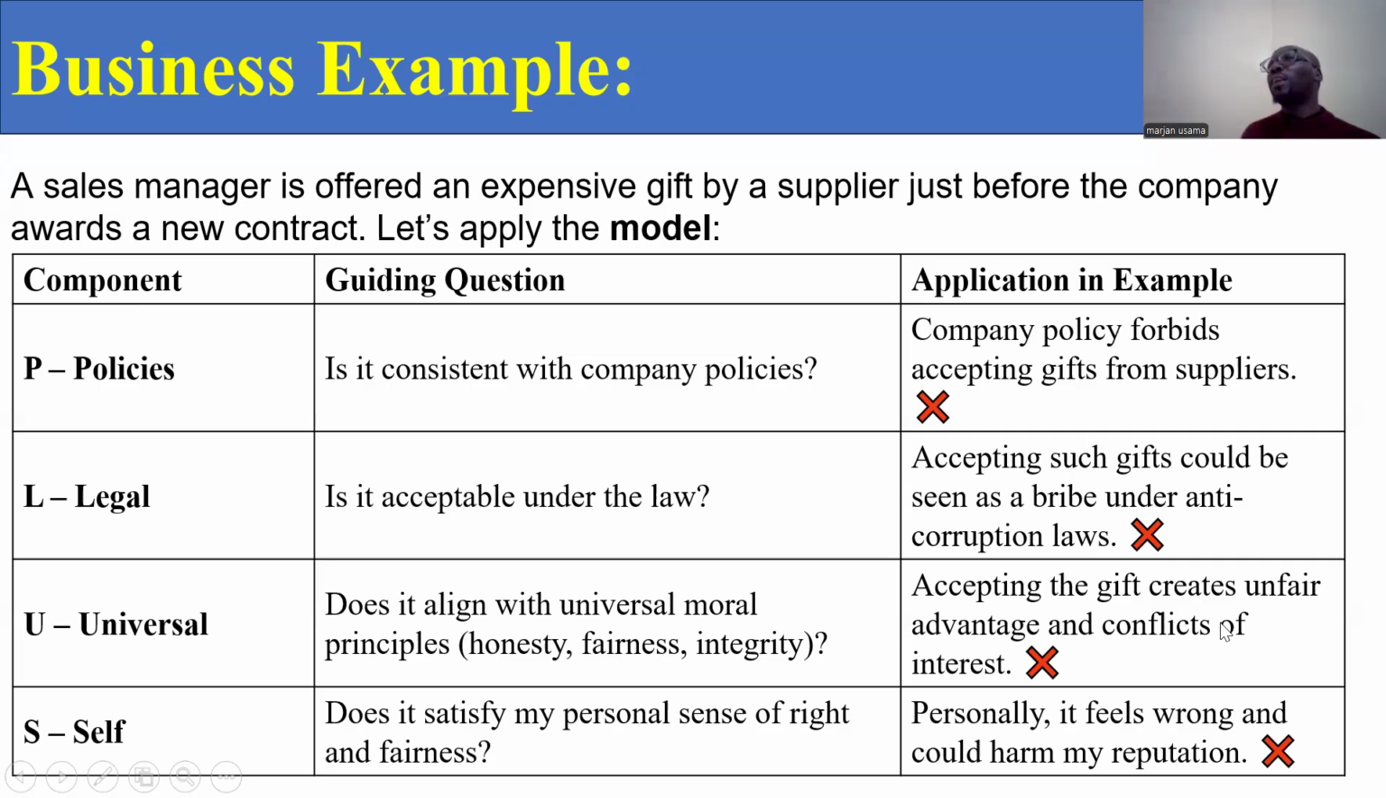Universal. Does it align with universal moral principles about honesty, fairness, integrity? So accepting the gift creates unfair advantage and conflicts of interest. So there is going to be some conflict of interest because you are going to give the supplier the contract or the tender, yet there are many suppliers. There can be 4 suppliers. But because this supplier gave you some gift, it's going to affect. So there's going to be a conflict of interest.